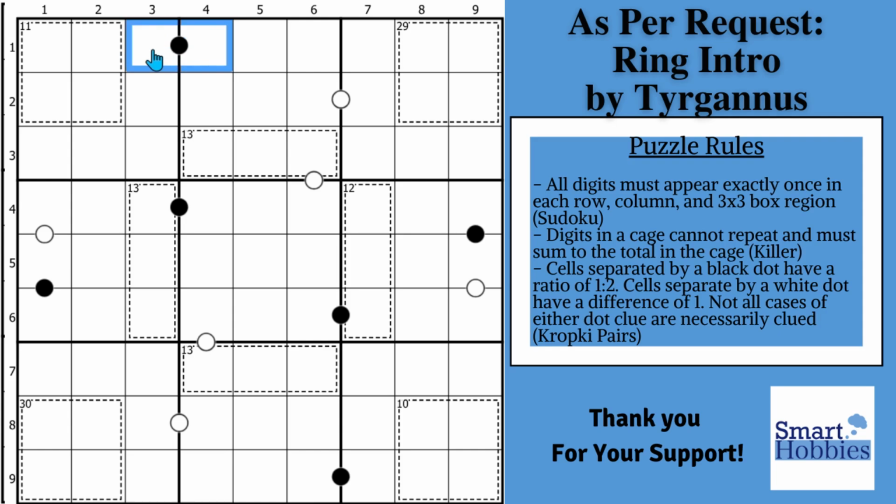And cells separated by a white dot have a difference of 1. So if this is a 1, that'd be a 2. But this could also be a 3 and a 2. And this could be a 2 or a 4 to go with this 3. So those are just difference of 1. These are multiplication, like 2 to 1 ratio in the black dots.